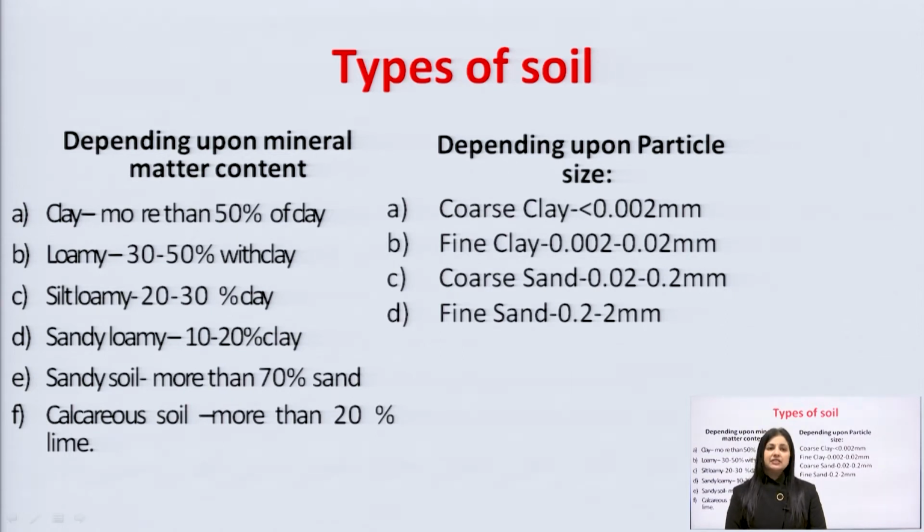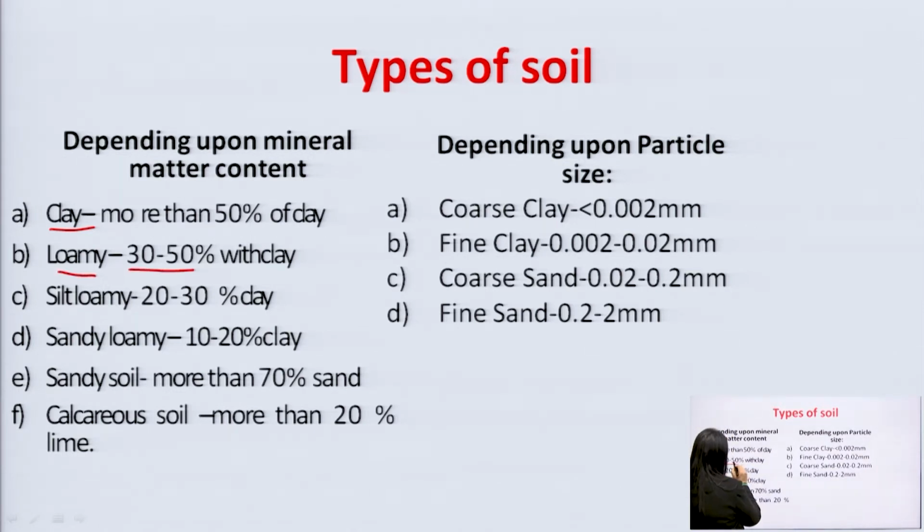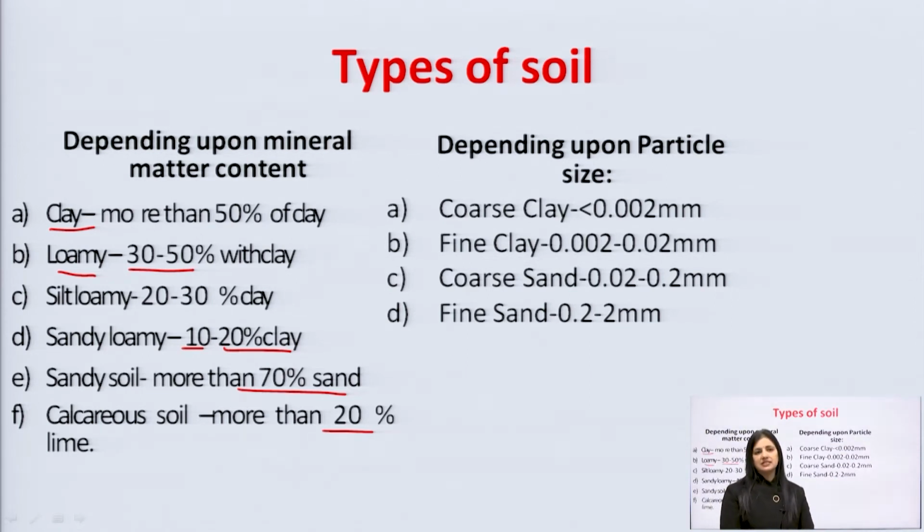We can classify the soil depending upon its mineral matter content. The different types are clay soil, which has not more than 50% clay; loamy soil, which has 30 to 50% clay; silt loamy soil, which has 20 to 30% clay; sandy loamy soil, which has 10 to 20% clay; sandy soil, which has more than 70% sand; and calcareous soil, which has more than 20% lime. These are the different categories depending upon the mineral content of the soil.